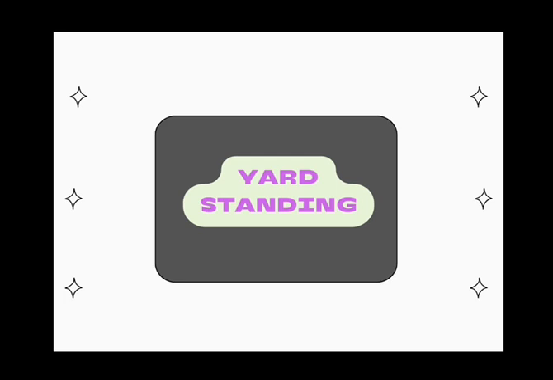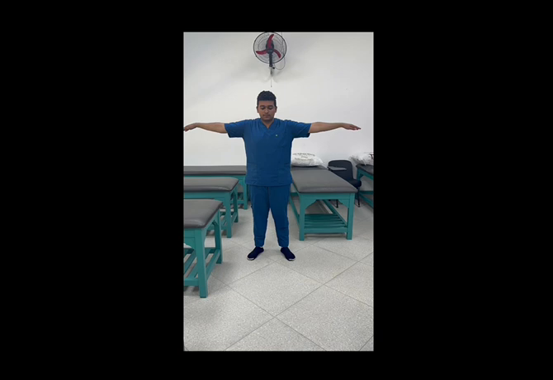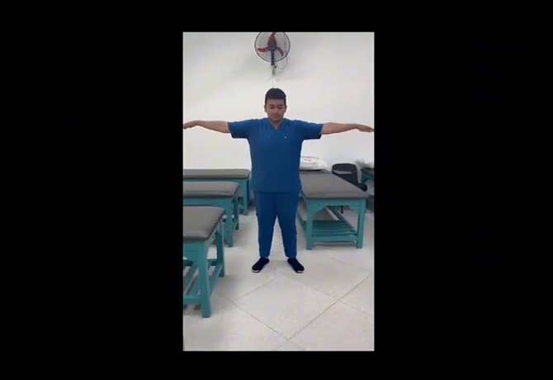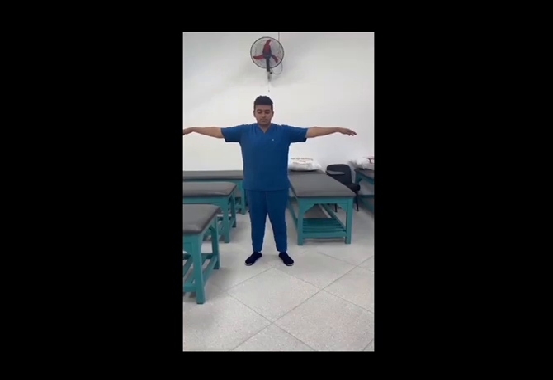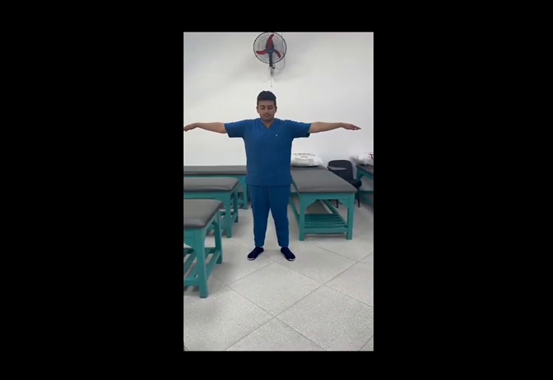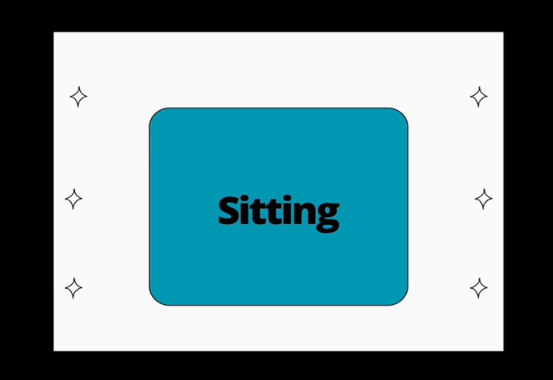After that, yard standing. As we see, that position involves standing with the feet apart, the body relaxed, and the arms hanging naturally by your sides. It is used in various sports and activities for stability and control. It's very important for better aim and balance.